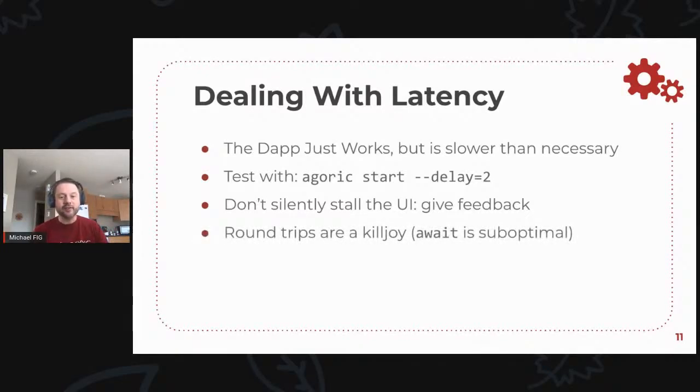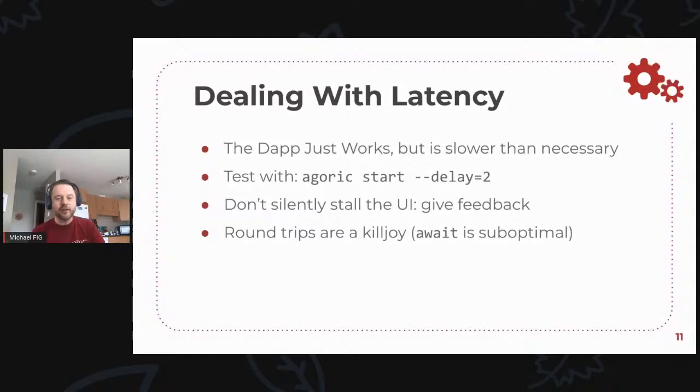And round trips are the killjoy, basically. If you use await frequently, every time you do await in a linear flow in your contract or your deployment script, you're waiting for a whole round trip to the chain and back. So that await will say it's 2 seconds to go there and back for an await to be fired properly.